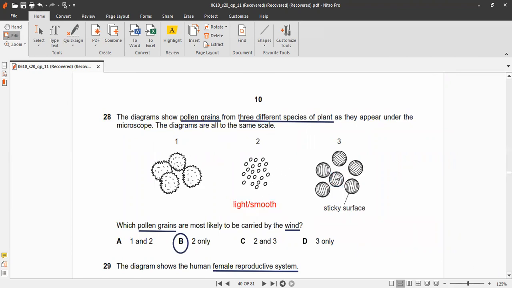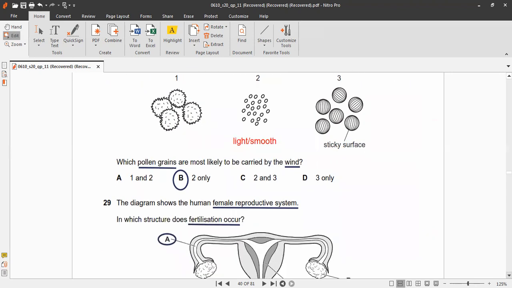Here is a sticky surface, and here also there are hairs, and sticky is for pollination by insects or by animals. So the correct answer is 2. These pollen grains are light and smooth.